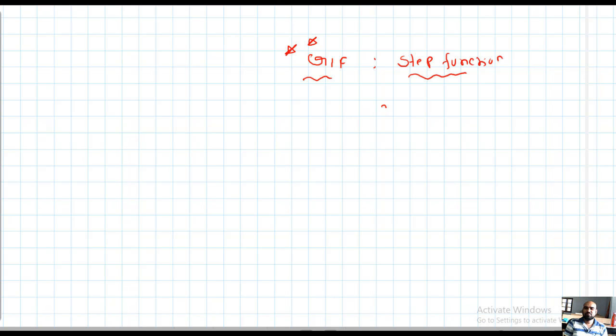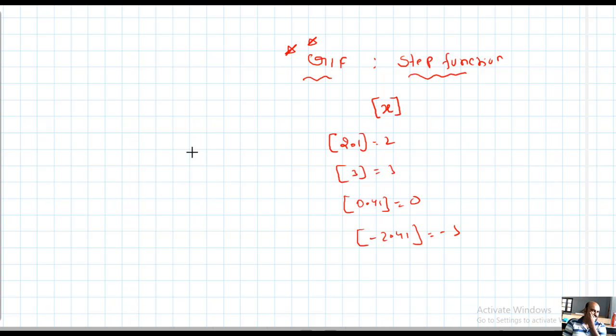So x is any real number, and its greatest integer is denoted by this symbol. I already explained everything about this. The greatest integer of 2.1 is 2 only, of 3 is 3 only, of 0.41 is 0 only, and of minus 2.41 is minus 3. So how I define it, that is the important thing.